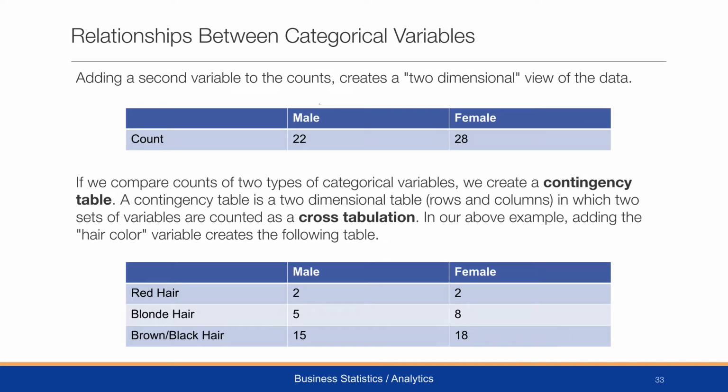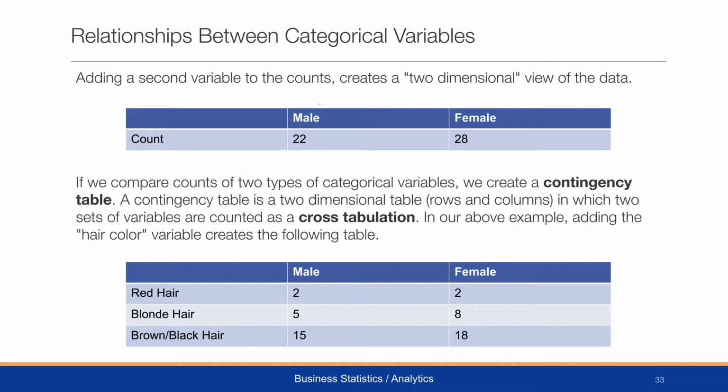If we add a second variable to the counts, we will create a two-dimensional view of the data. And if we compare the counts of two categorical variables, it is called a contingency table. A contingency table is a two-dimensional table, rows and columns, in which two sets of variables are counted as a cross-tabulation, or crosstab for short.